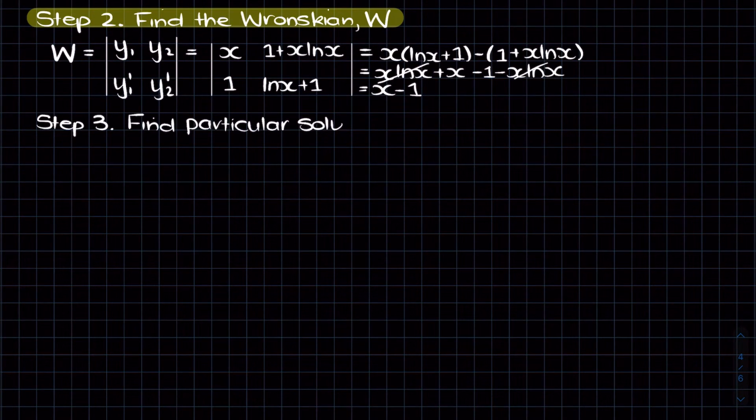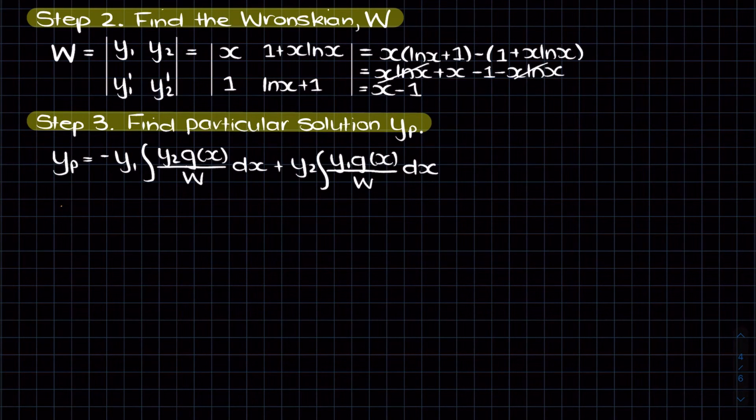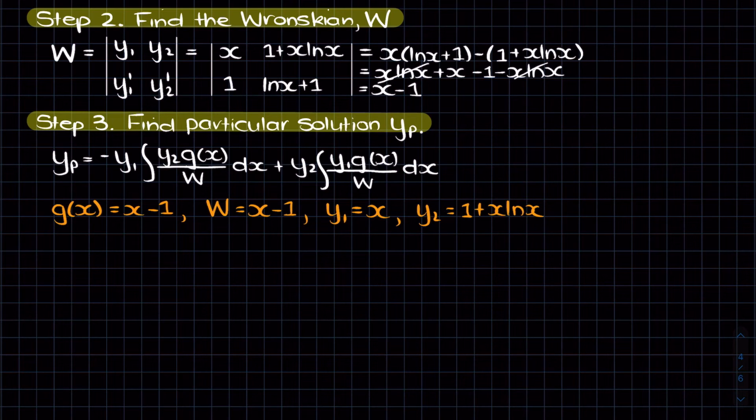Step 3 is to find the particular solution, y sub p, using the formula minus y1 times the integral of y2 times g of x over W plus y2 times the integral of y1 times g of x over W. Just to recap, our g of x equals x minus 1, or the right-hand side of our ODE. W also equals x minus 1, although W doesn't usually equal g of x. It does in this example. And y1 equals x, and y2 equals 1 plus x times ln of x.